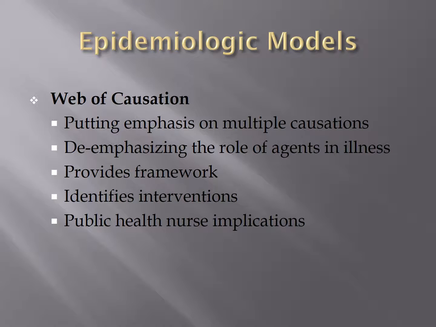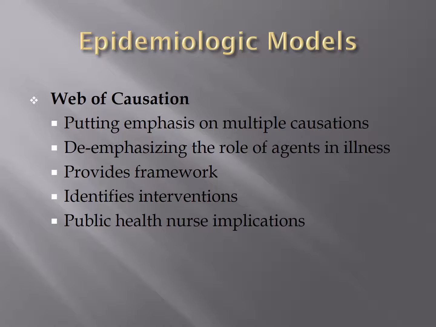The next epidemiologic model we will discuss is the web of causation. The web of causation assists in identifying all possible factors or causes that either influence or prevent an illness. Like the wheel of causation, it de-emphasizes the role of the agent in explaining disease. However, it strongly emphasizes the concept of multiple causations.